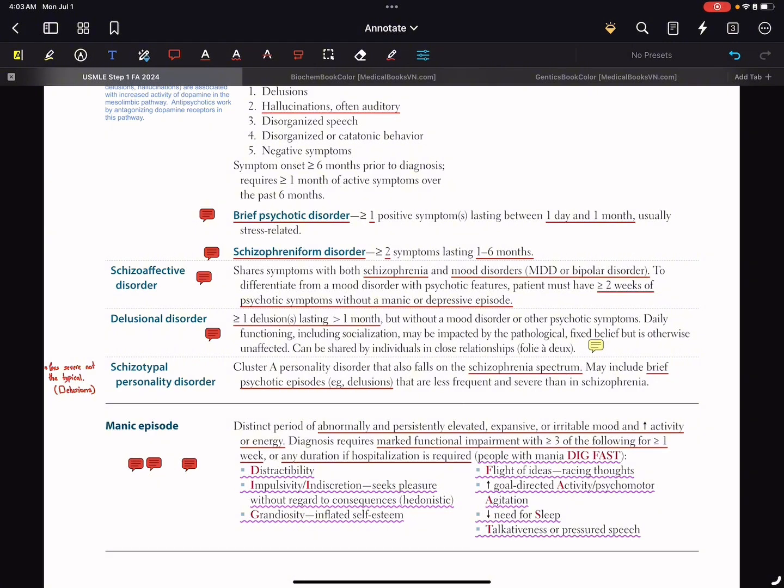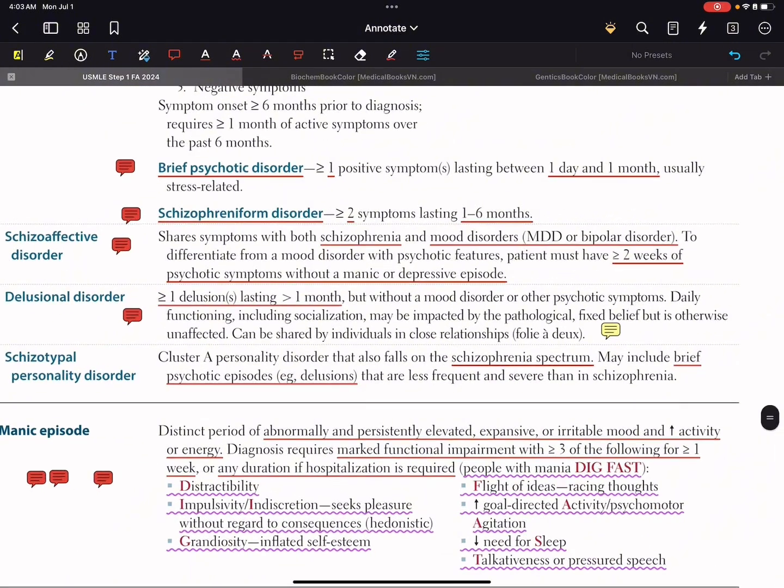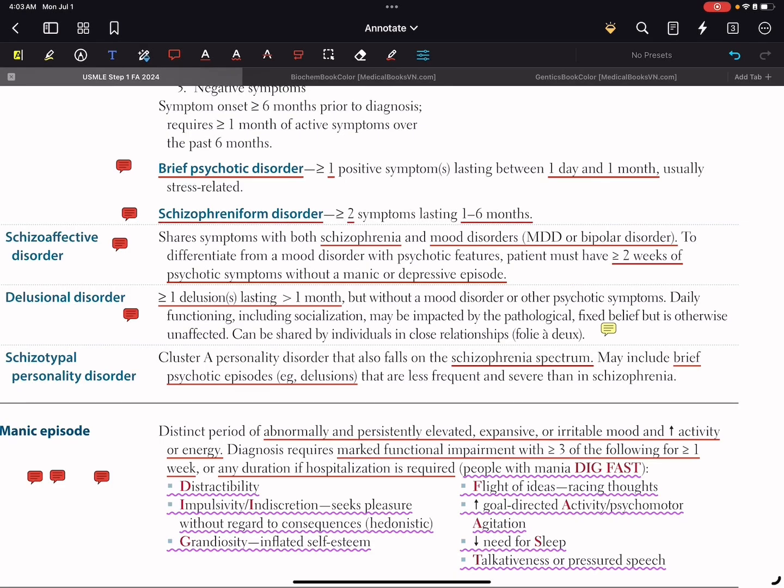Delusional disorder: more than 1 delusion lasting for more than 1 month, but without a mood disorder or other psychotic features. Daily functioning, including socialization, may be impacted by pathological inflexibility, but is otherwise unaffected. It can be shared by individuals in close relationships.